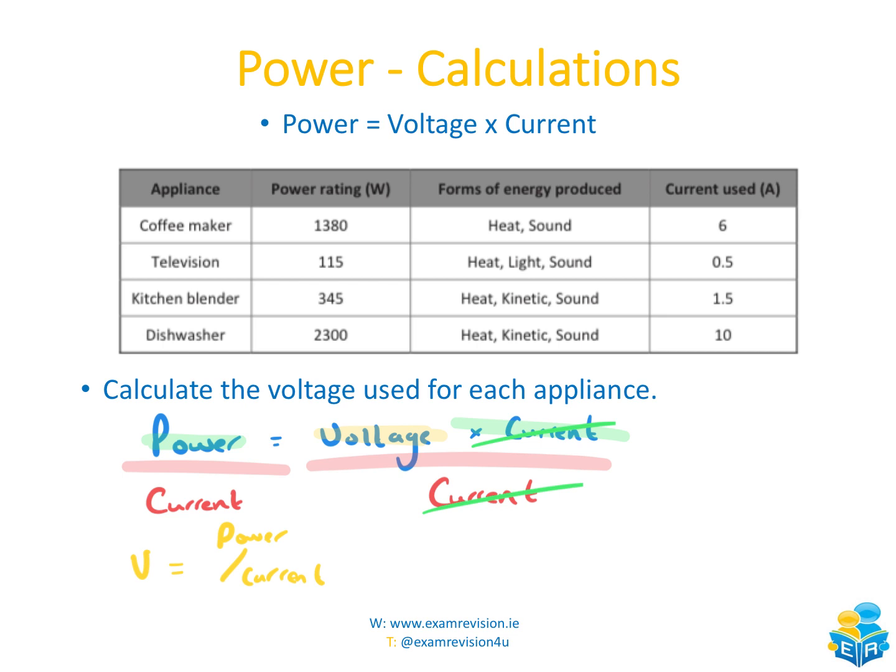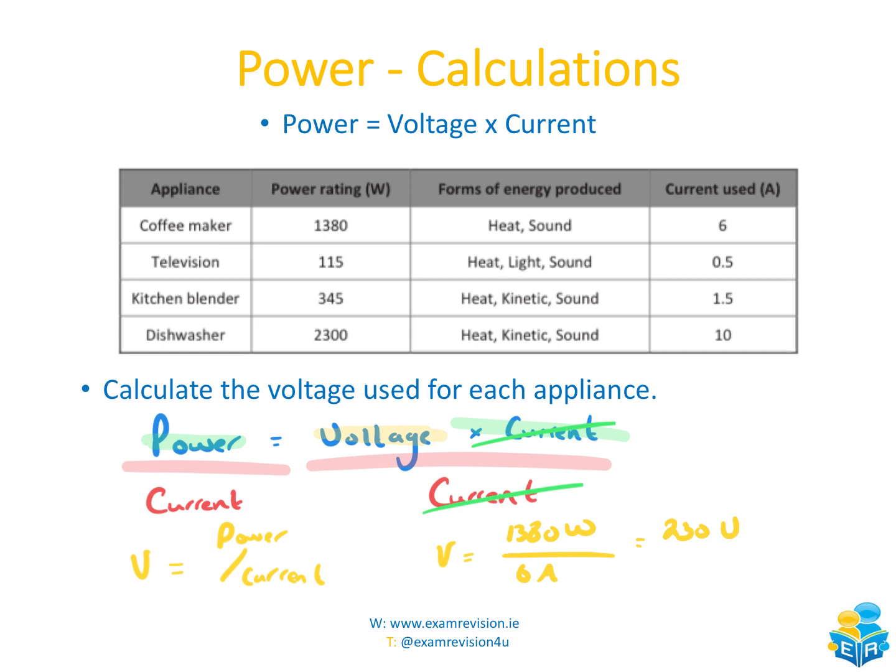You'll be able to do the rest of them yourself anyway. So for the coffee maker, the voltage is going to be equal to the power, which is 1380 divided by 6. So 1380 watts divided by 6 amps. Pop that into our calculator and we will get 230 volts.